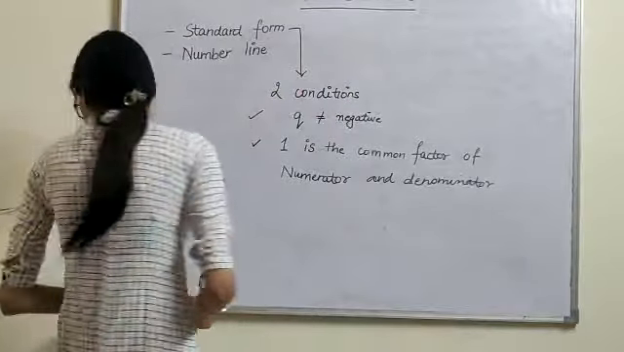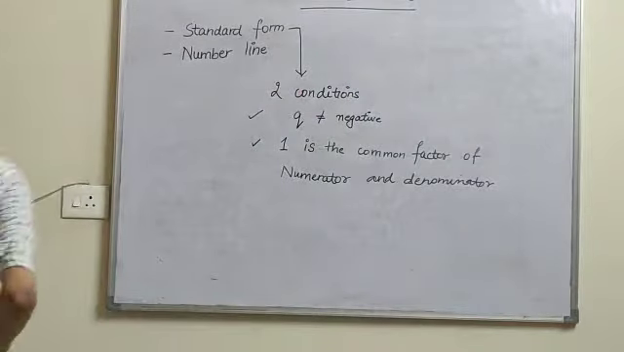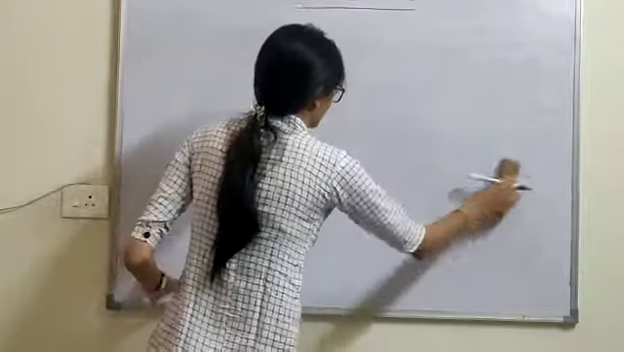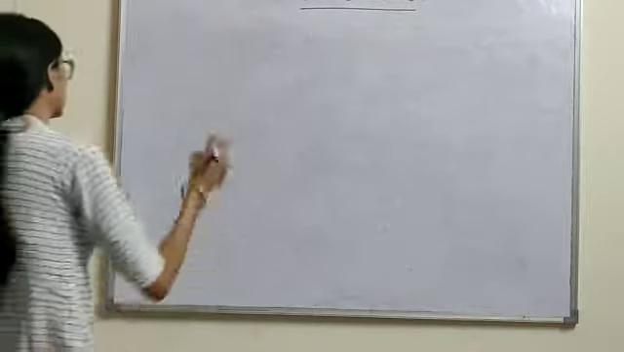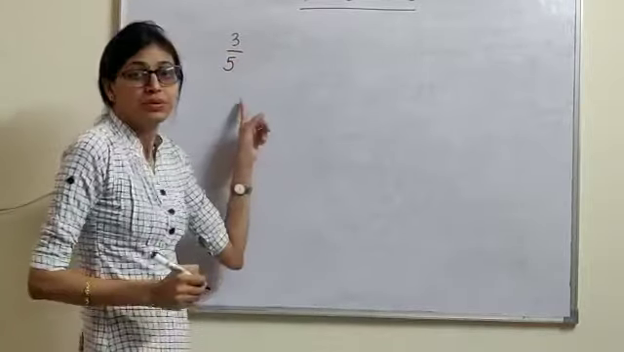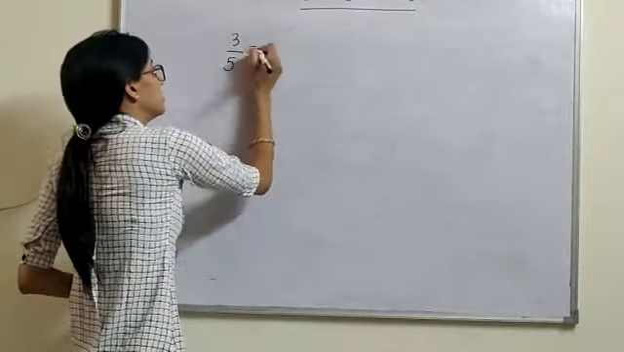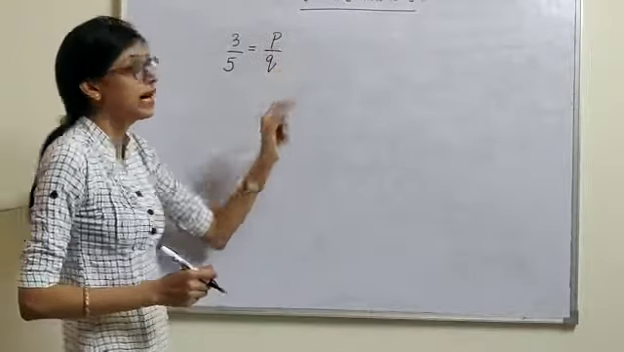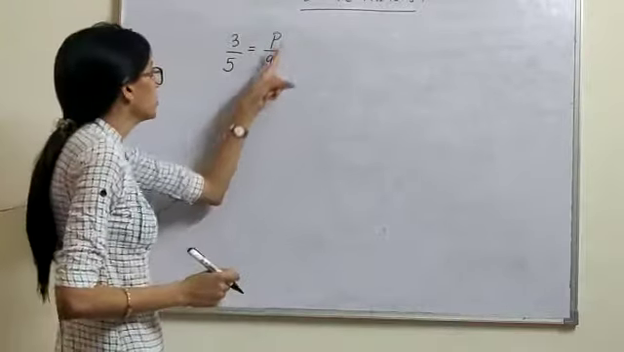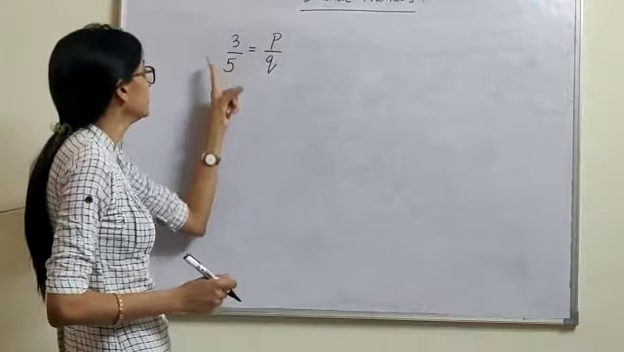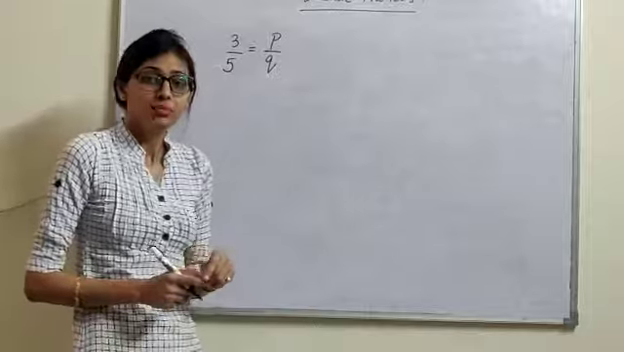common factor between the numerator and the denominator. Let's see some examples. The first example is 3 by 5. Now, here we can suppose it as a P by Q form. Okay, so P is the numerator, Q is the denominator. Here 3 is the numerator and 5 is the denominator.